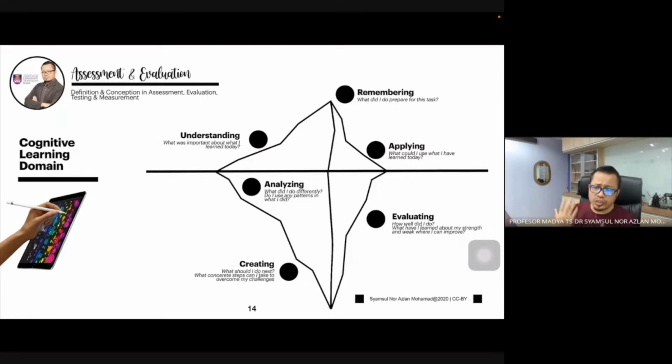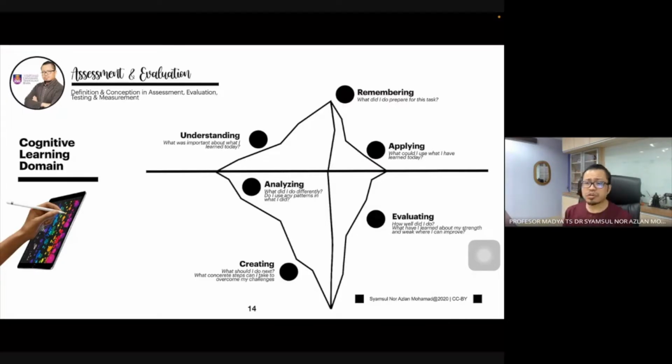And when we start to do the analyzing, then we start to evaluate our decision making. So is our decision really worth it, does it give a short and long impact to our context? How well did I do, what did I learn about my strength, and where can I improve? So you start evaluating in the perspective of teaching and learning. Analyzing is a process to understand the students better, but evaluating is where you have to find the weaknesses of the students.